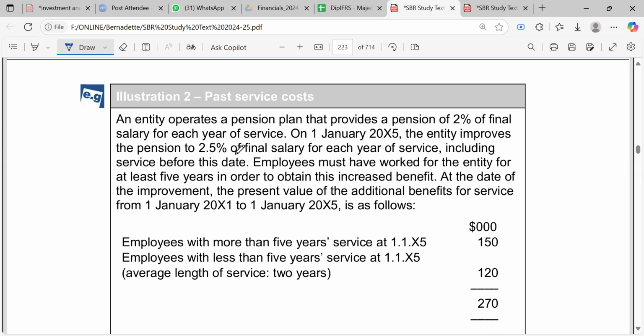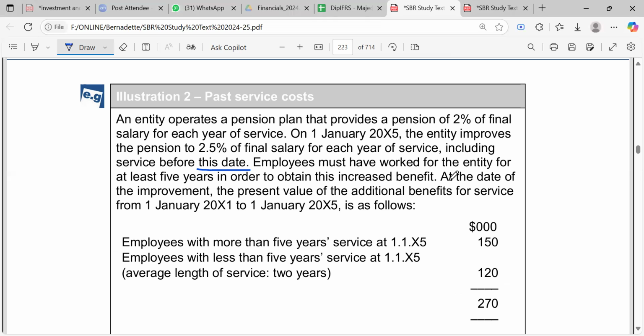The pension improves to 2.5% of final salary for each year of service, including the service before this date, which is the past service now, right? Employees must have worked for the entity for at least 5 years in order to obtain this increased benefit. Okay.